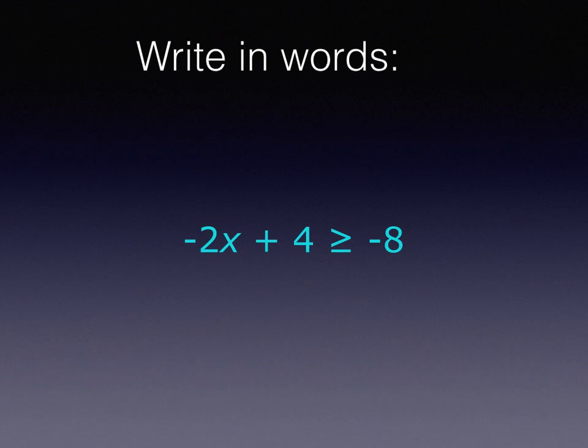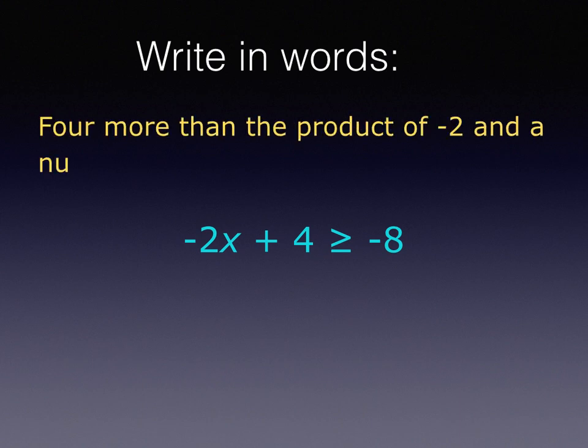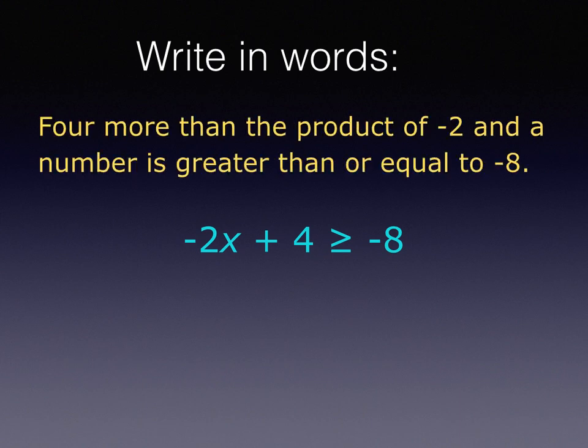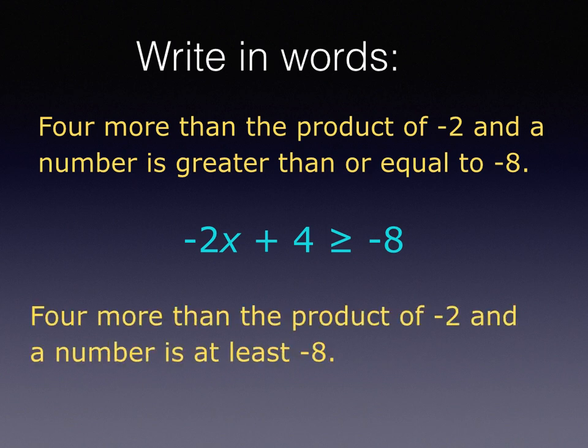Let's look at the plus 4 as 4 more than, and we can say 4 more than the product of -2 and a number is greater than or equal to -8. But we learned in a previous slide that greater than or equal to can be thought of as at least. So we could write it like this. 4 more than the product of -2 and a number is at least -8.